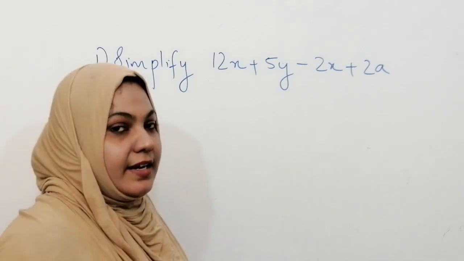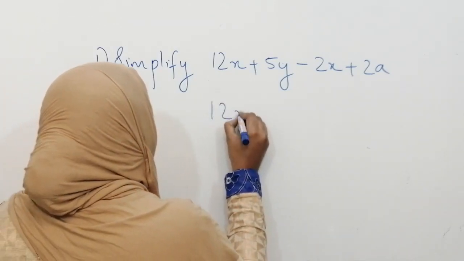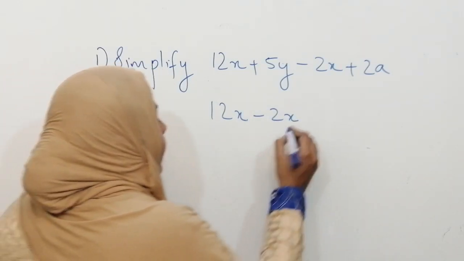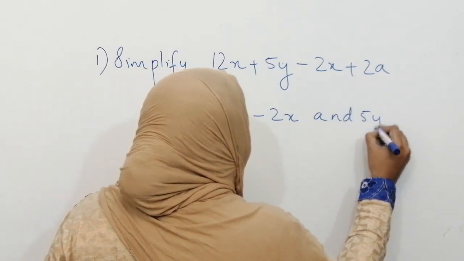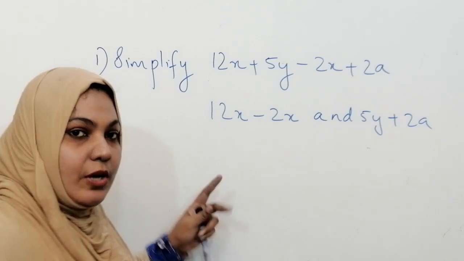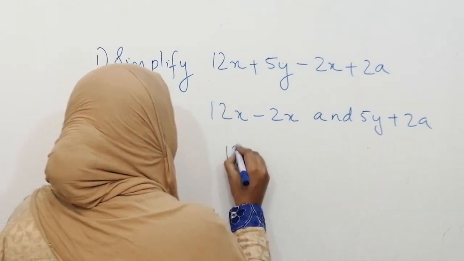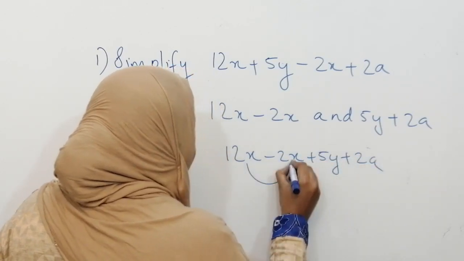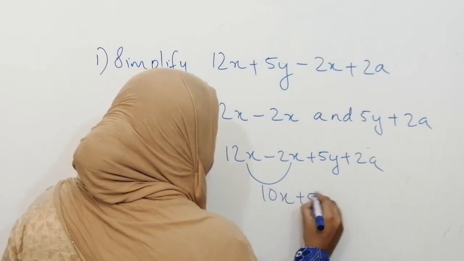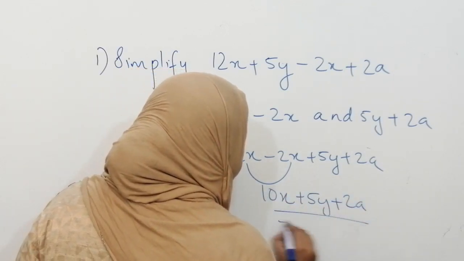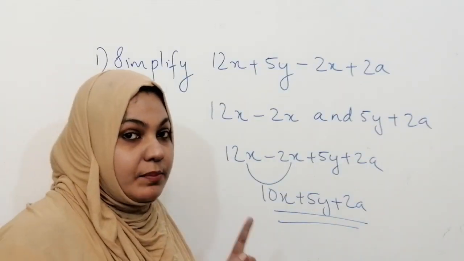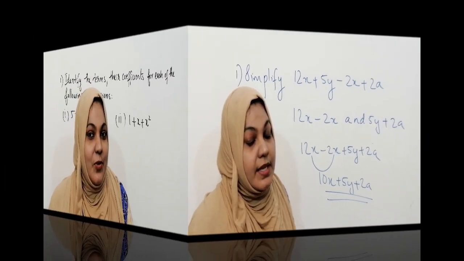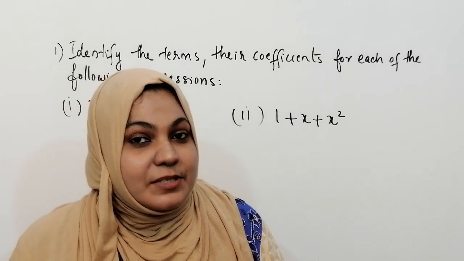In this question first we can write like terms. Here we got 12x and minus 2x are the like terms, and 5y and 2a are unlike terms. Now we can combine all these terms. So 12x minus 2x is 10x. So this is the answer. I hope you understood. We can only add or subtract with like terms. We cannot do anything with 5y and 2a because these are unlike terms. So we have finished the 3 introduction parts based on algebraic expressions.